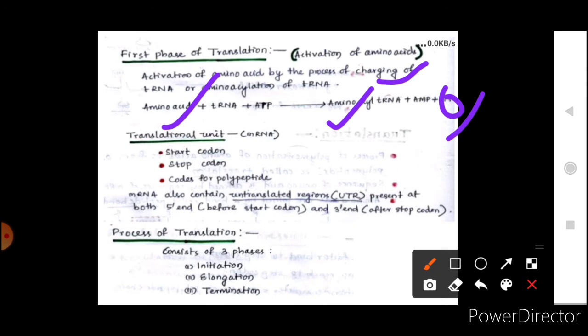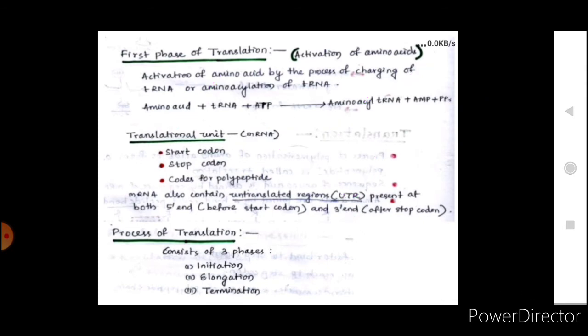Now, when we are talking about the translation unit, it will have a start codon, a stop codon, and codons coding for the polypeptide. The messenger RNA also contains untranslated regions, that is the UTRs, present on both the 5' end before the start codon and the 3' end after the stop codon. Now, we'll start with the process of translation. It consists of three phases: initiation, elongation, and termination.